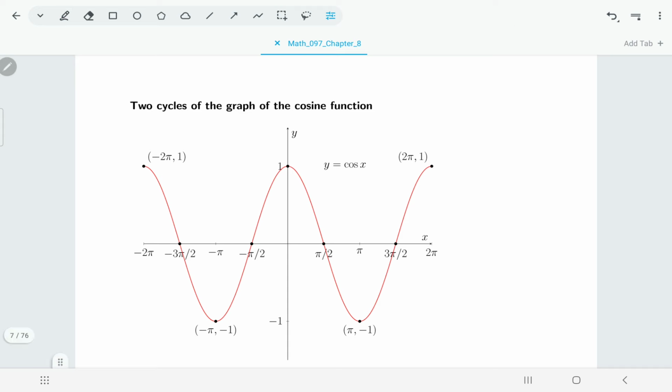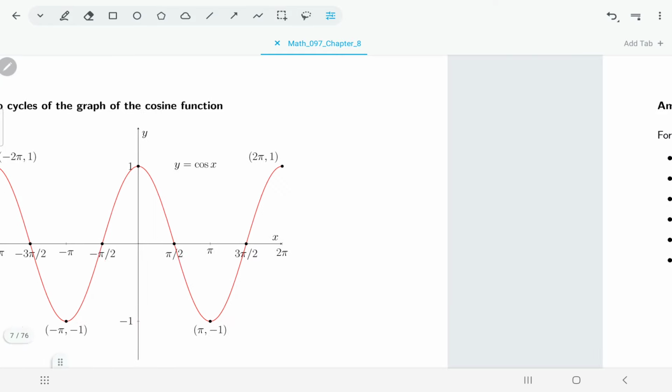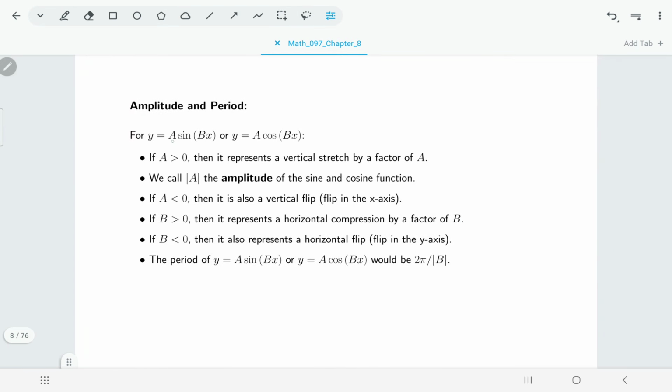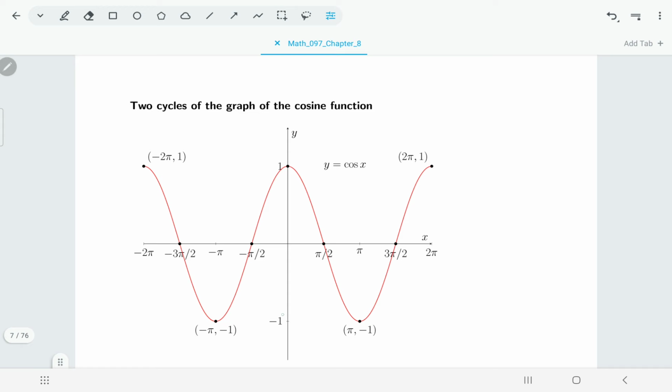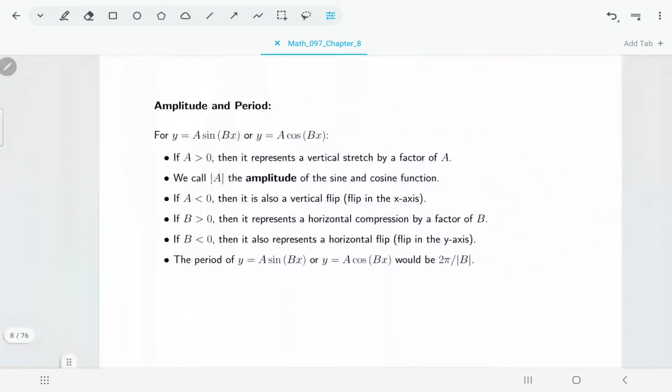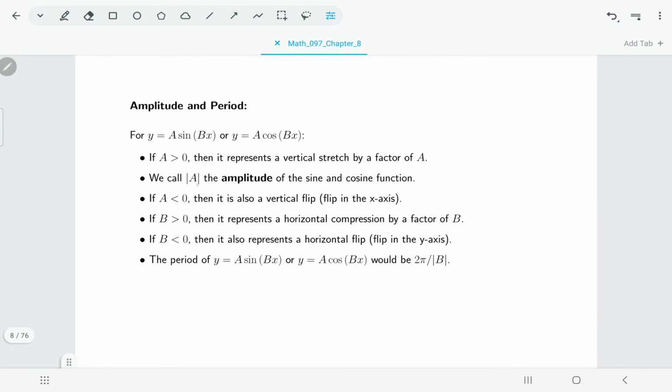If I stretch my graph vertically, that's going to change that distance. If you had a number a in front and you multiplied all of your y values by a, then instead of having a maximum value of 1 and a minimum value of -1, you'd have a maximum value of a and a minimum value of -a. That means your amplitude, the distance from the middle to the maximum value, should be the absolute value of a.